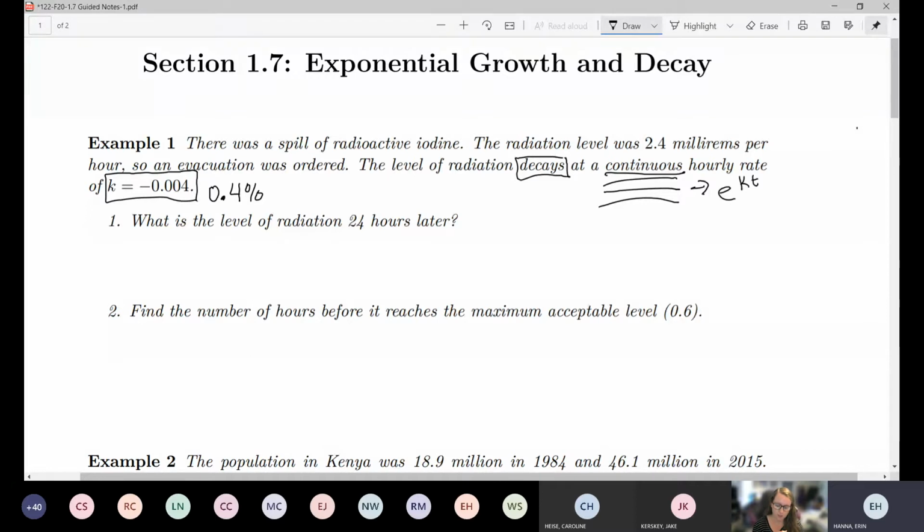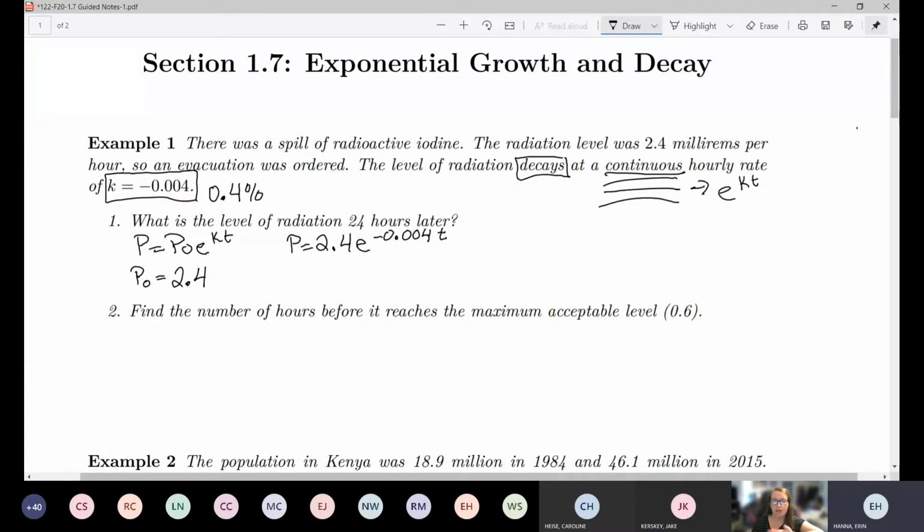So the first thing we wanted is what is the level of radiation 24 hours later? Well, the first thing I should figure out is what's my equation. So I'm looking for some P naught e to the kt. We're told what k is, so we don't have to find it. But what's P naught? The P naught is the value we start with, and we're told the original value of this radiation was 2.4. So our equation is 2.4 e to the negative 0.004 t.